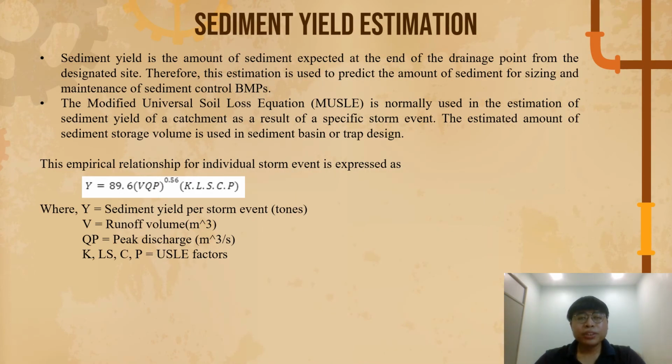Now we move to the sediment yield estimation. Sediment yield is the amount of sediment expected at the end of the drainage point from the designated site. Therefore, this estimation is used to predict the amount of sediment for sizing and maintenance of sediment control BMPs. The MUSLE is normally used in the estimation of sediment yield of a catchment area as a result of a specific storm event. The estimated amount of sediment storage volume is used in the sediment basin. This is the formula that we use to estimate the sediment yield per storm event.